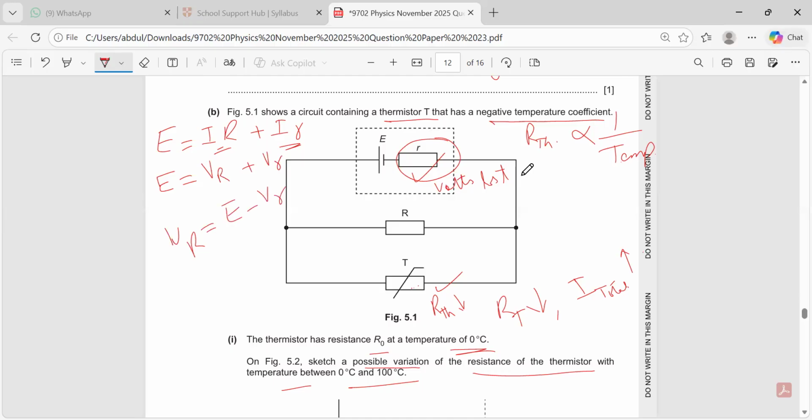V R. When the current in the circuit increases, this value, the voltage lost, will increase. So this value of course will decrease. Before, the total EMF was 6 volts, and the voltage lost across r was, let's suppose, 0.5 volts. Now as current is increased, let's suppose the voltage lost has increased from 0.5 to 1.5. So 6 minus 1.5 will now be 4.5. So that's the voltage across R.